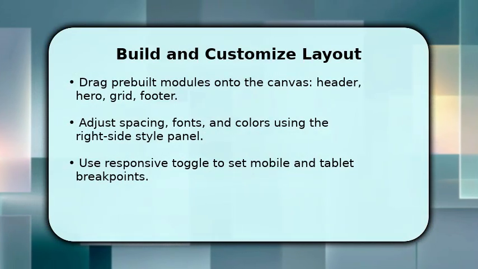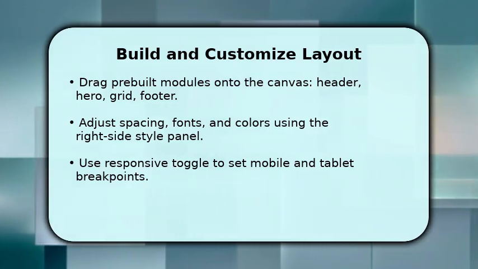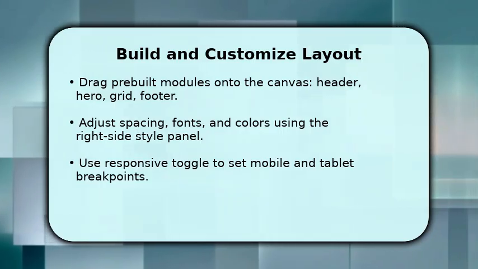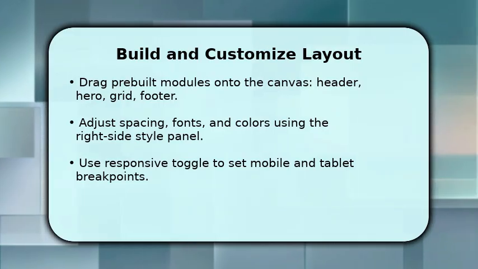Now you build the page by dragging modules onto the canvas. Start with header and hero, then add content blocks. Once placed, use the Style panel to tweak spacing, typography, and color so visual hierarchy communicates priority.